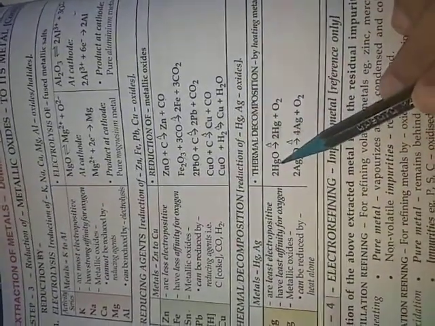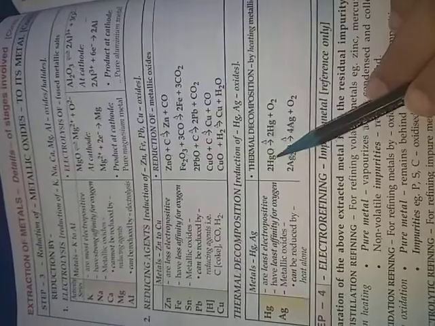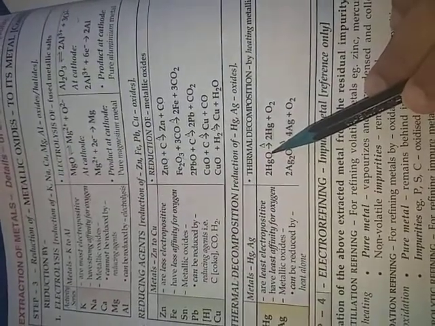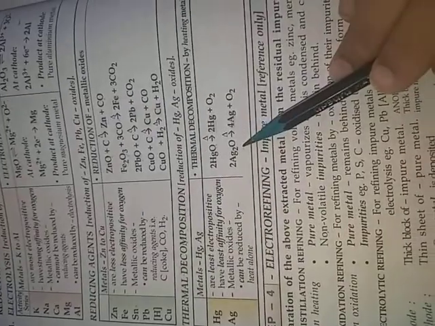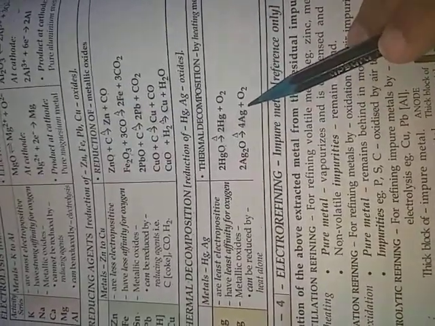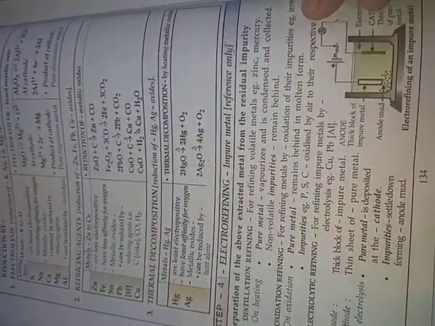Like mercury oxide: just by heating it will lose its oxygen. It means its affinity for oxygen is very low. It is the same with silver oxide: upon heating it will lose oxygen. Okay, now step 4 is refining.